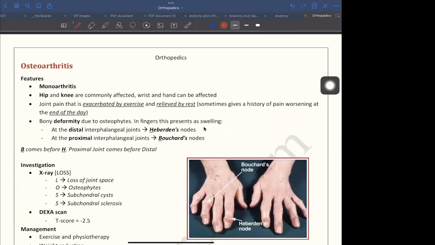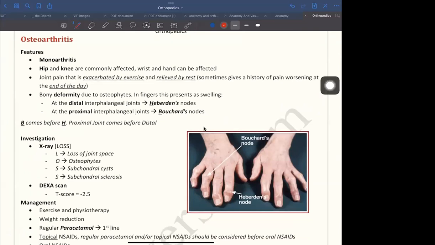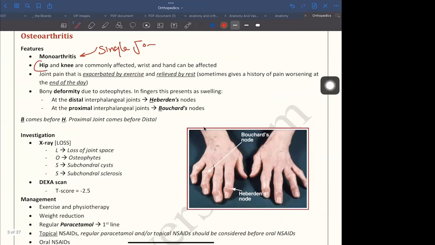All right. So osteoarthritis is basically some inflammatory change that happens in any joint. It could be something called monoarthritis. Monoarthritis means it's a single joint problem, all right? The commonest joints affected are your hip and your knee. The wrist and the hand can be affected as well. The joint pain is exacerbated by exercise and relieved by rest. So basically, in the typical story, when the patient wakes up, they are absolutely fine, and during the day, the pain starts to increase, and by the end of the day, it's very bad.